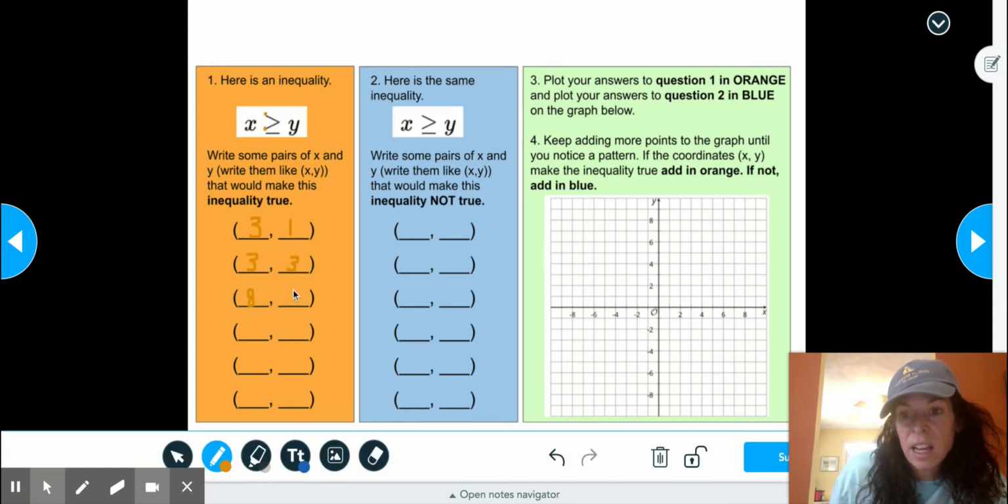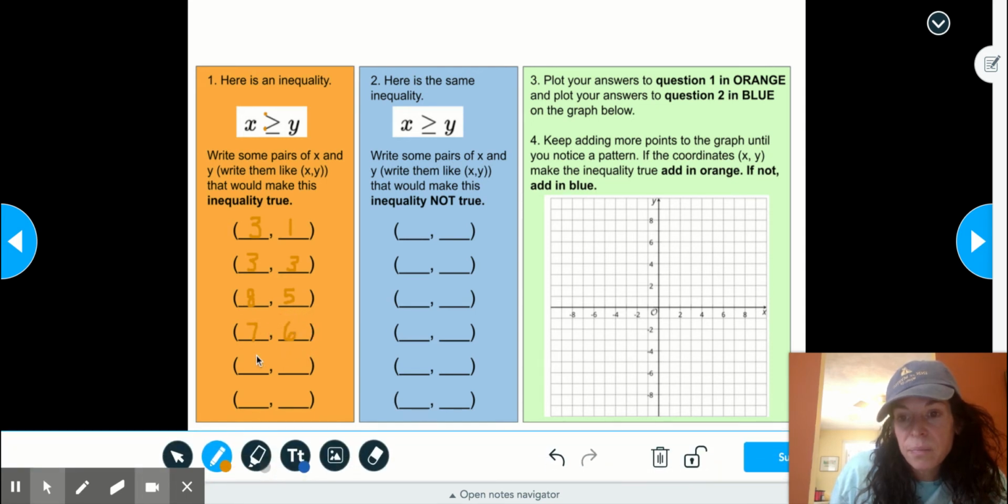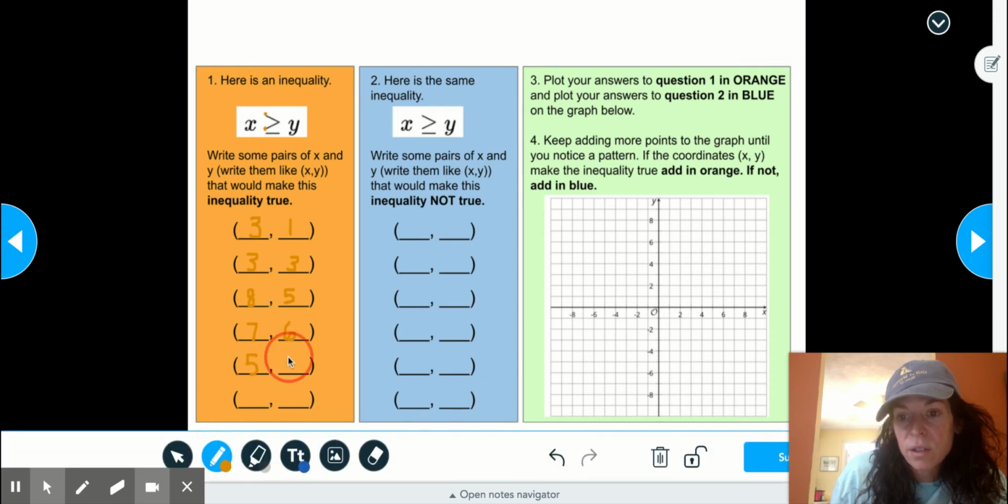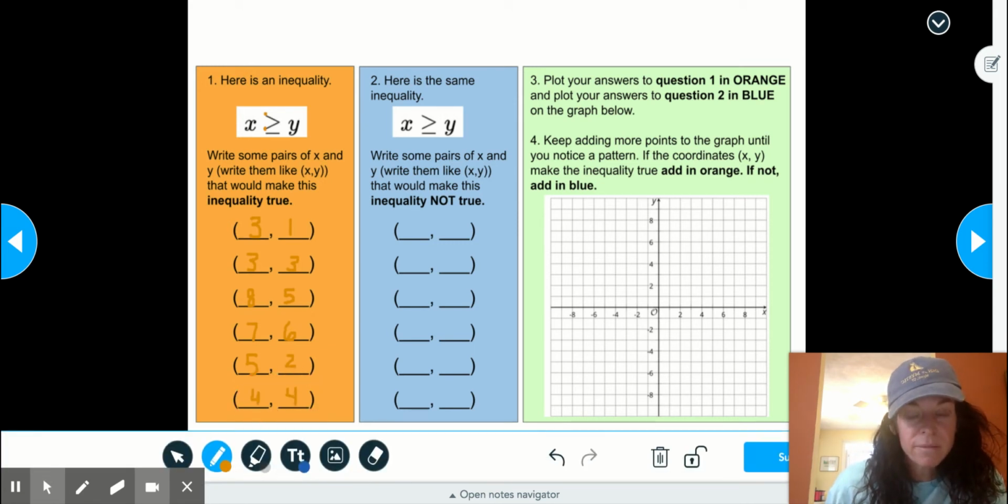8, a number that 8 is greater than, 5. 7, 6. 5, 2. 4, would it be equal again, right? 4. There we go. Great. Those all make this true.